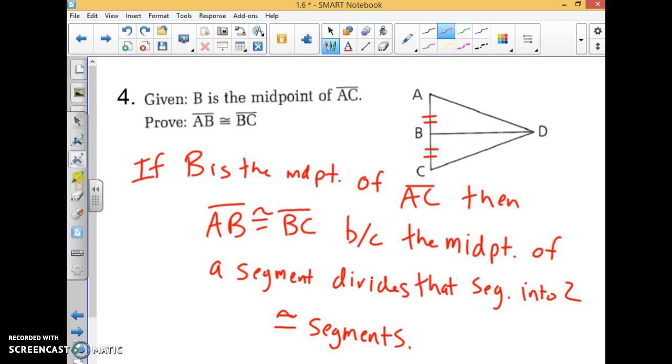You'll notice this proof was just one sentence. So if you can fit all the different parts in there into one sentence, that's perfectly fine to do. And that concludes our video on paragraph proofs.